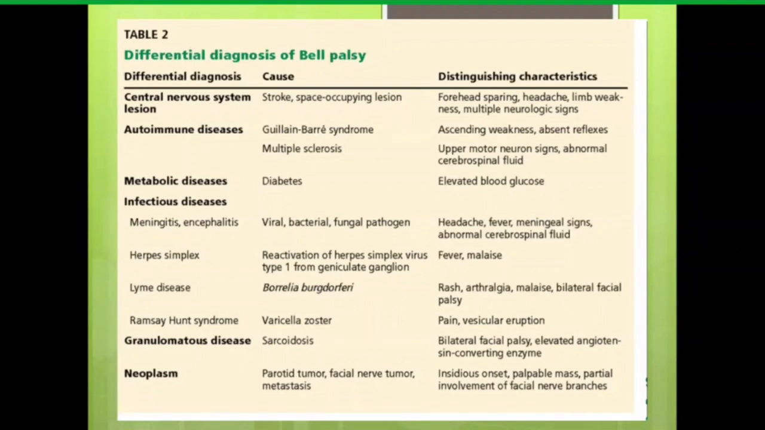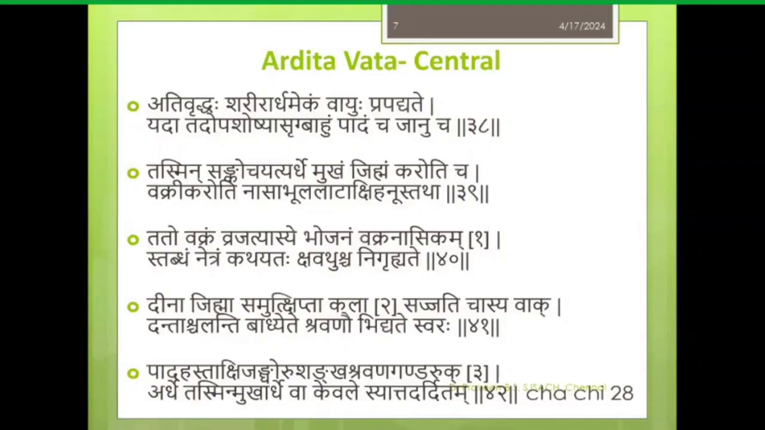Apart from this, most of the times we do not think of infectious diseases like meningitis, herpes simplex, Lyme's disease, and even Ramsay-Hunt syndrome. Ramsay-Hunt syndrome, caused by varicella zoster, is most of the times overlooked by Ayurveda practitioners. Its distinguishing characters are pain and vesicular eruptions. Also, granulomatous diseases like sarcoidosis and neoplasms like parotid tumor and facial nerve tumor metastasis are very important causes of facial paralysis.